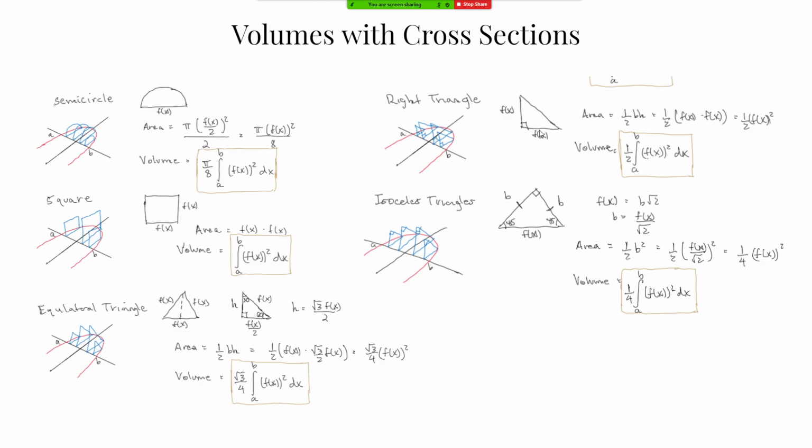For right triangles, it's 1/2 base times height, so it's 1/2 f of x times f of x. For isosceles, like 45 degree triangles, the hypotenuse is the base times square root of 2. So f of x equals b square root of 2, so b equals f of x over square root of 2. Since the area is 1/2 b squared, you plug in this for b, and that's how you get that. Okay, that makes sense.